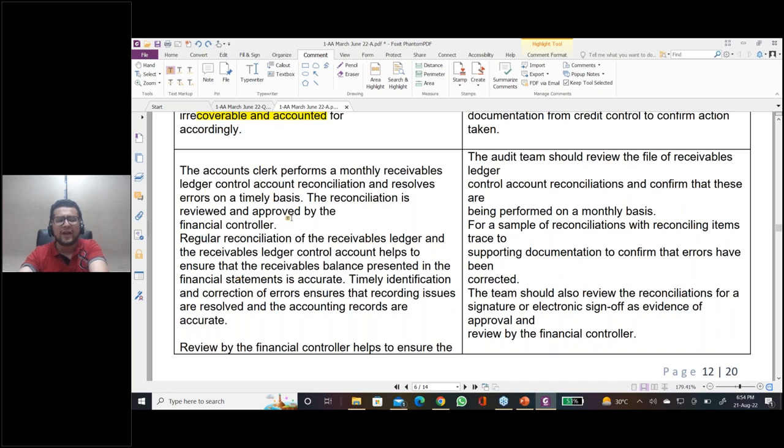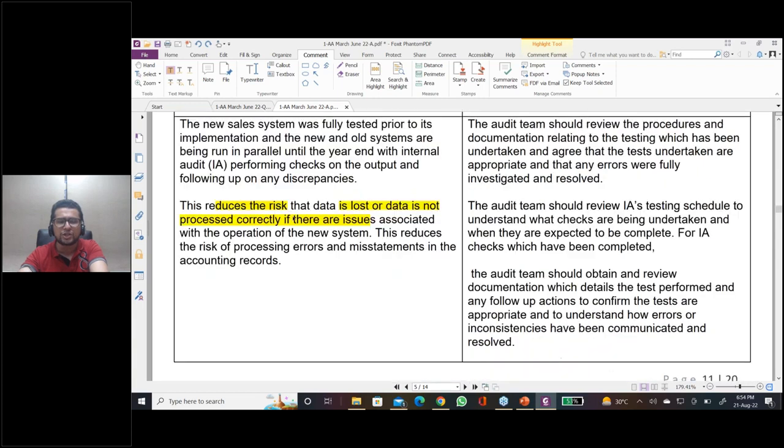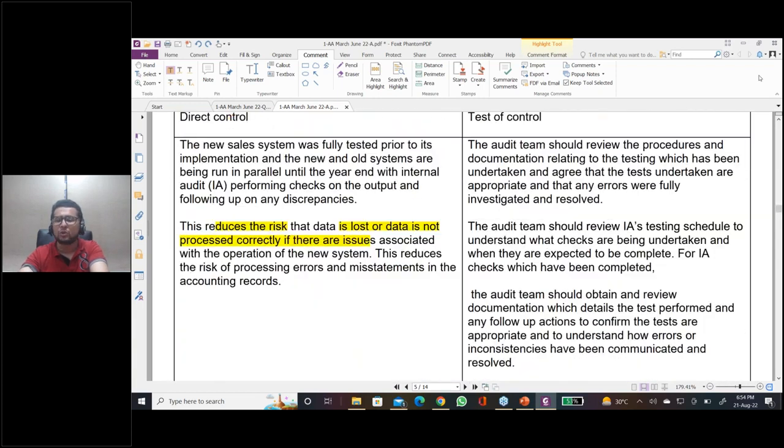So we had to identify 3 key controls, but within the question or within the solution, there are 4 direct controls. Are we all clear with respect to those direct controls?